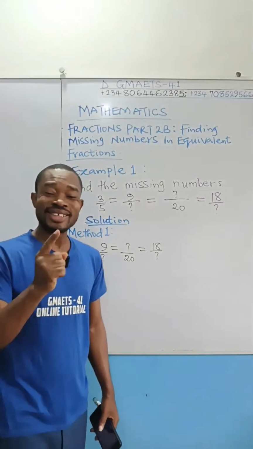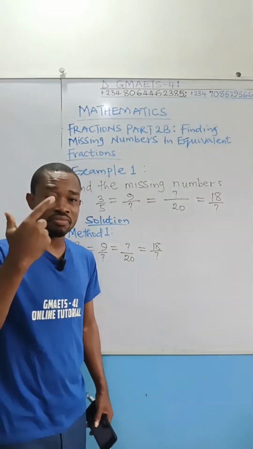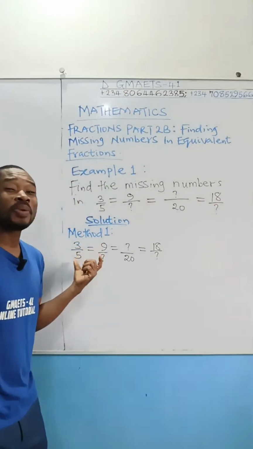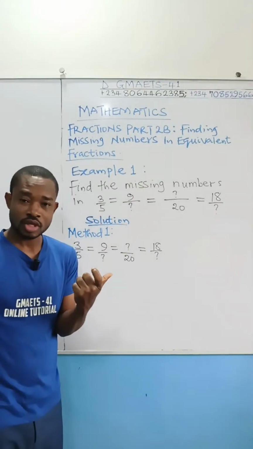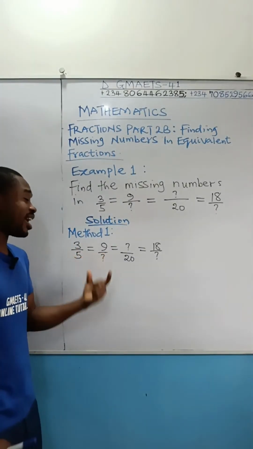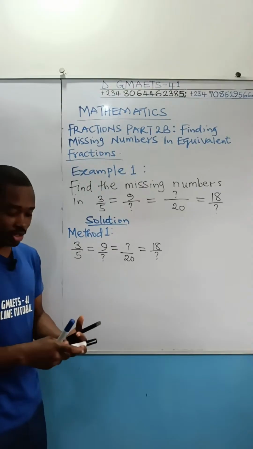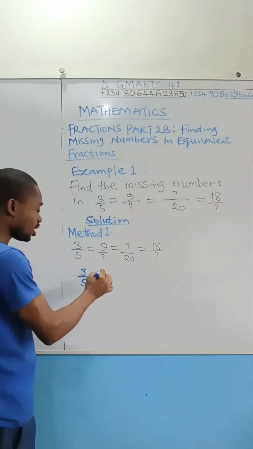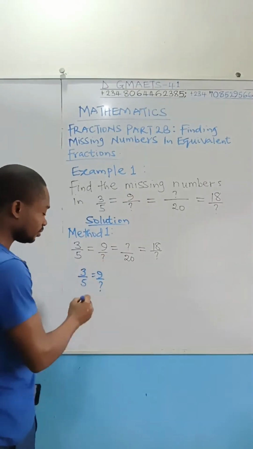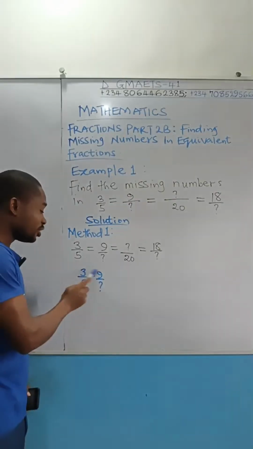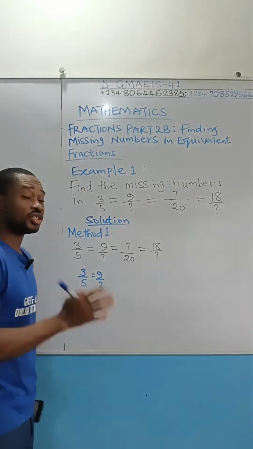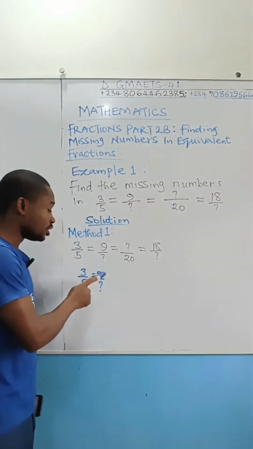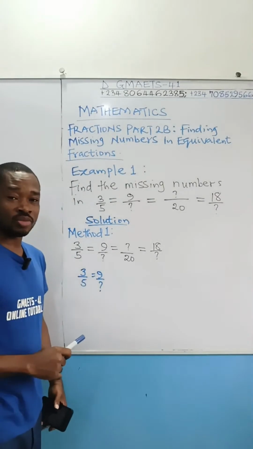What you have to do by that direct inspection, using the knowledge of multiplication or division, is quickly look at the parts that you know. I'm picking 3 over 5 equals 9 over question mark. Observe that you know their numerators. The numerators of these two fractions are complete. You know this to be 3, you know this to be 9. Nothing is missing there in the numerator.